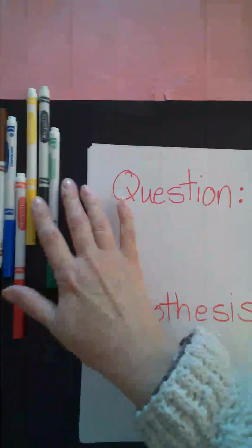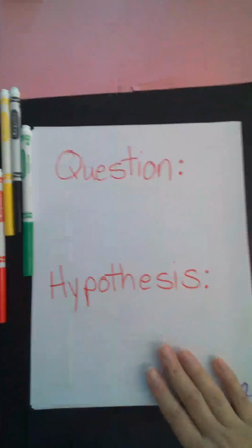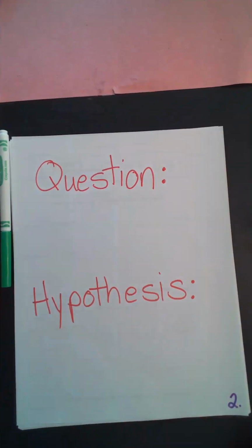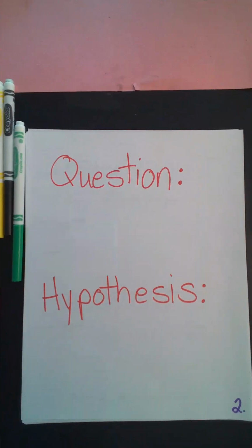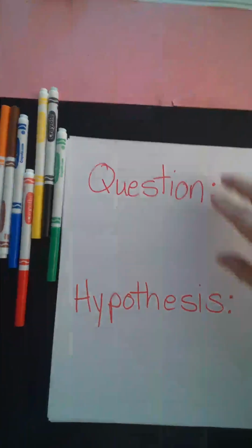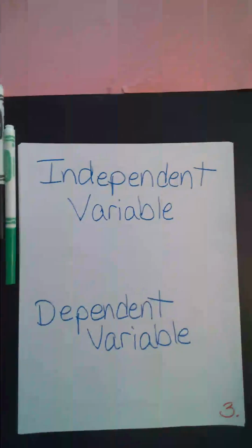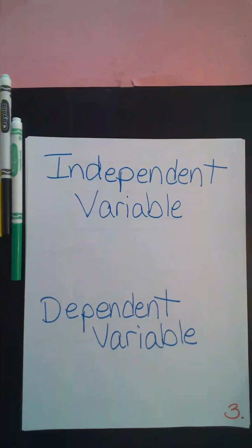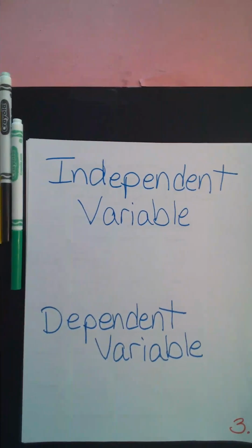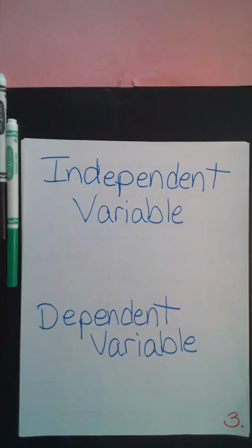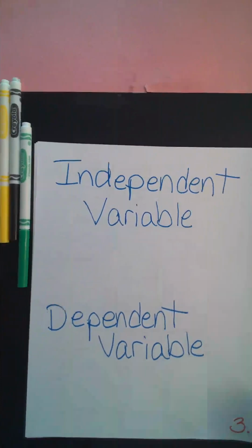Each slide is going to have very large lettering and be colorful. The first slide needs to be the question you're asking and your hypothesis. Then tell what your independent variable is, and then your dependent variable. The independent variable is the one that you set up, and the dependent variable is the data you're going to collect.